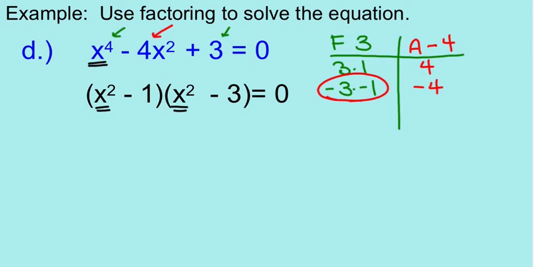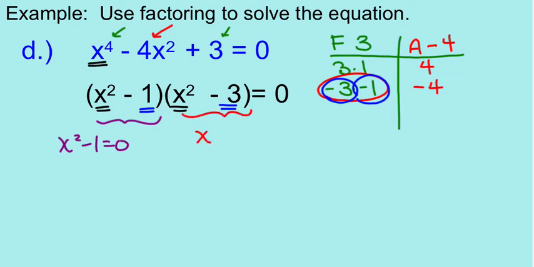And then these two numbers, negative 3 and negative 1, are going to be your other two pieces, negative 3 and negative 1. Now we have it in factored form, so now you can set those factors equal to 0 and solve for x. So our first factor is x squared minus 1 equals 0. And then our second factor is x squared minus 3 equals 0.